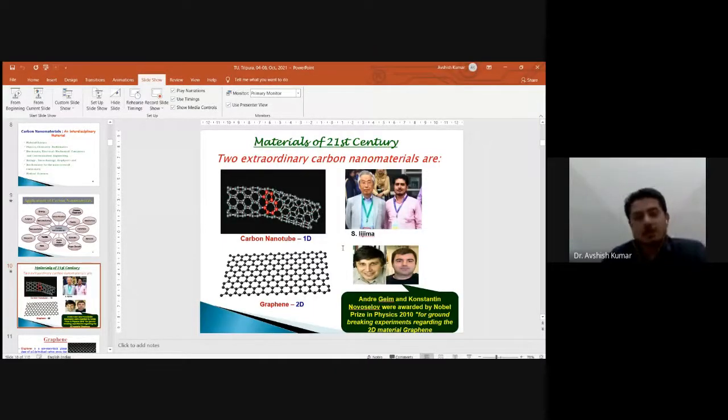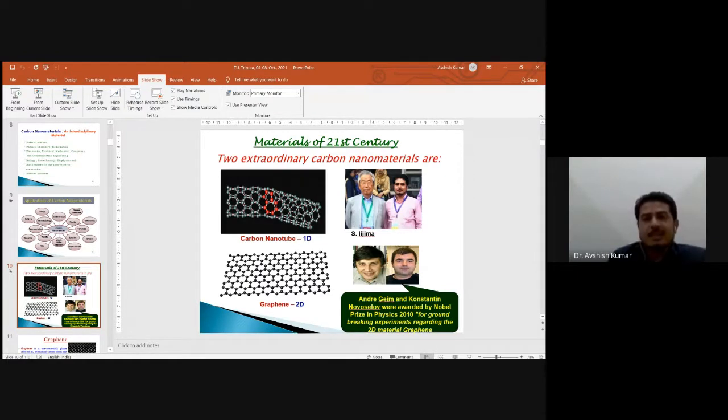Because of these extraordinary properties and the huge number of applications, we call this material the material of the 21st century. I'm talking about these two materials because I'm working on carbon nanotubes. It is my own assumption, and maybe I am wrong, but I think more than 70% of application papers nowadays use these carbon-based nanomaterials, somewhere making composites with them. The two materials are carbon nanotubes, a one-dimensional structure, and graphene, a two-dimensional structure.